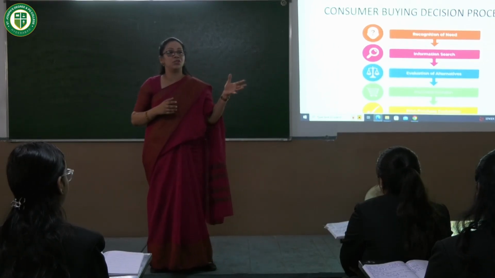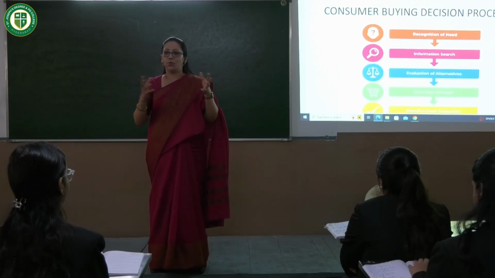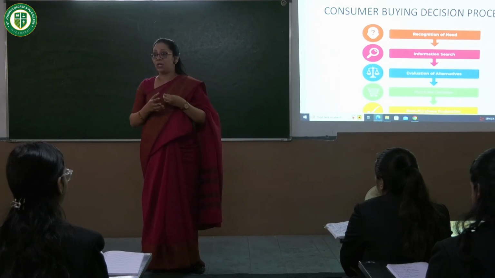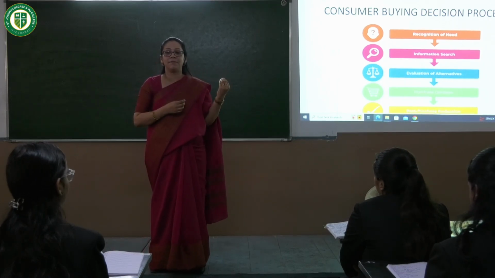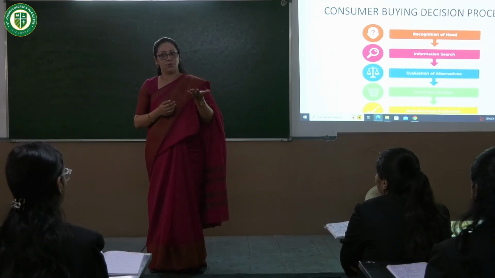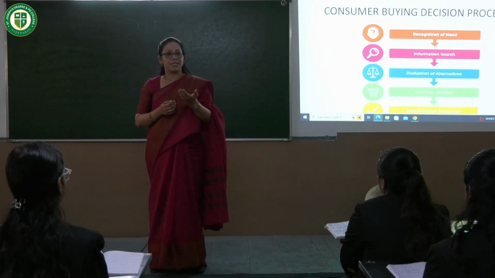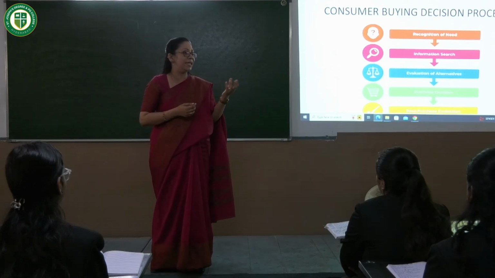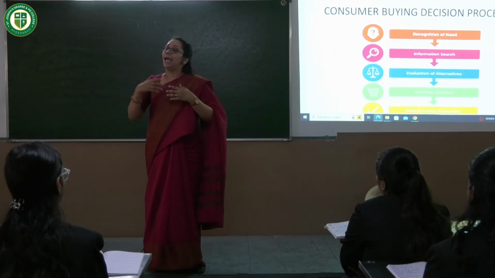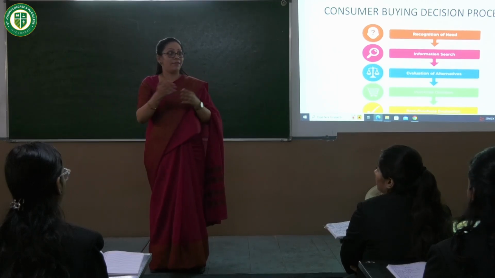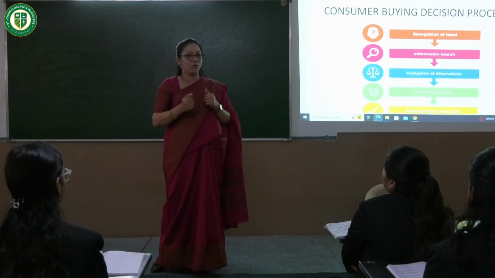Now, what is this information search? There are a wide range of sources from where you can get information. We basically divide them into internal and external sources. Internal sources are the ones you get from your families, friends, or close-knit ones. External is the social media, where you're very well aware of how social media gives you information.